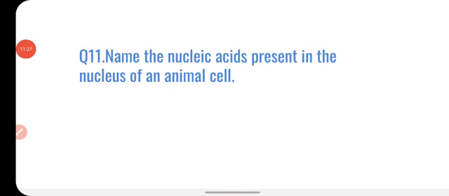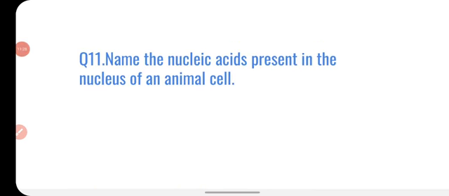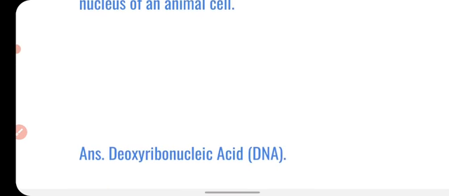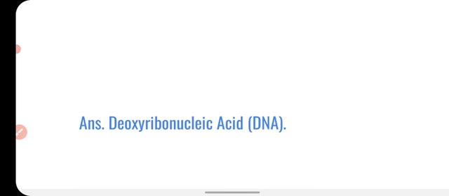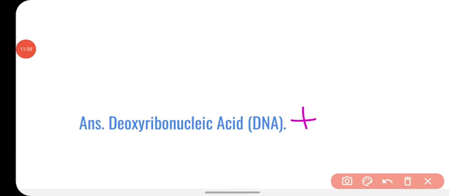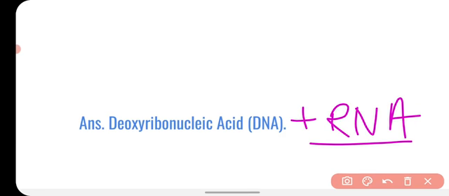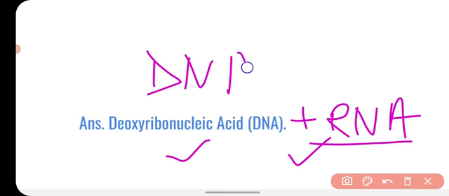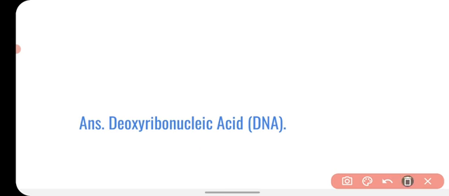Here in this question, name the nucleic acids present in the nucleus of an animal cell. The deoxyribonucleic acid, DNA, as well as the RNA. Both the nucleic acids, DNA as well as RNA, are found in the animal cells.